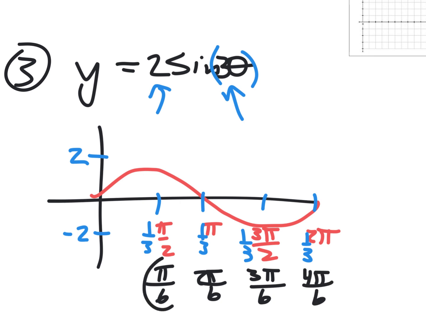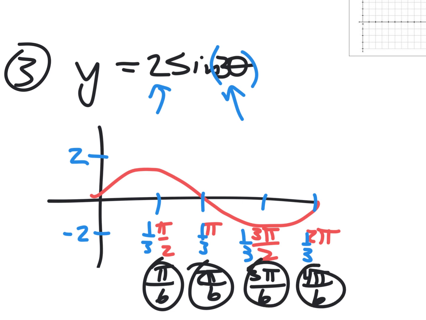So I personally would have left them this way. I know some of you probably reduced them, but it just flows so nice to say 1 pi over 6, 2 pi over 6, 3 pi over 6, 4 pi over 6. Okay, that was number 3.